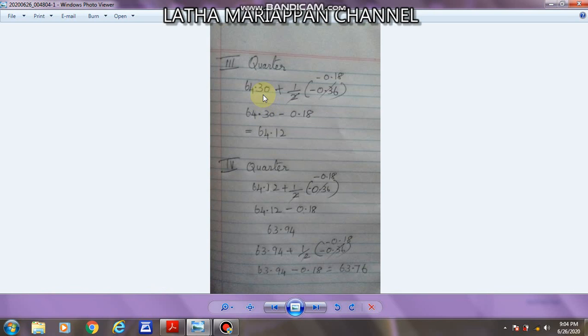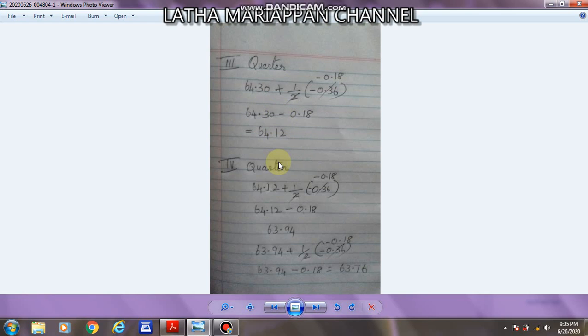64.30, and the third quarter, no, it's a forward computation, so not backward, forward computation, in the sense you have to put the plus sign. So 64.30 plus 1 by 2, again the same one, minus 0.36. So if you cancel, you get minus 0.18, and this plus into minus, you will get minus sign. So 64.30 minus 0.18, you will get 64.12. This is for the third quarter.